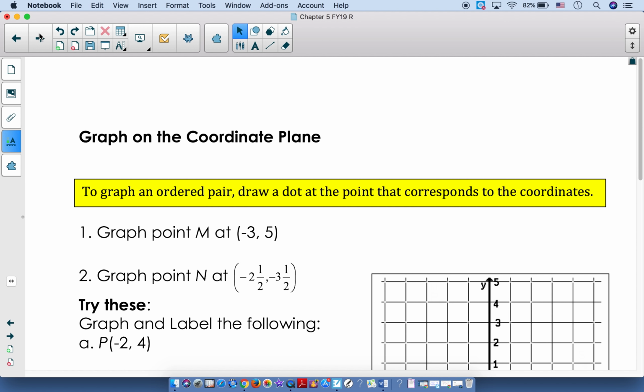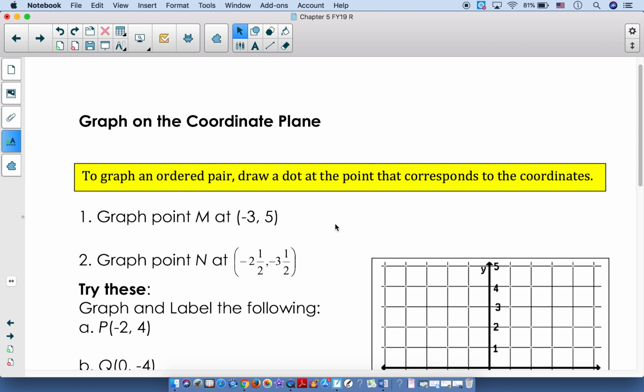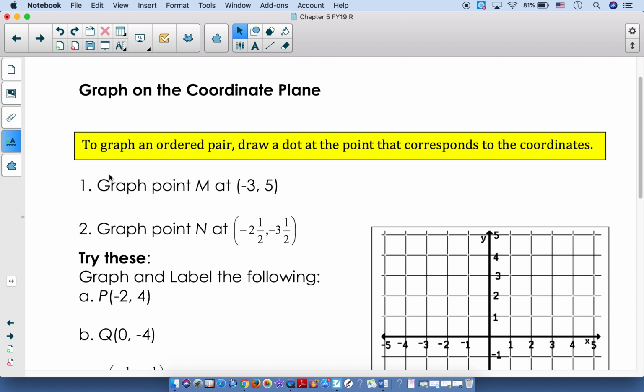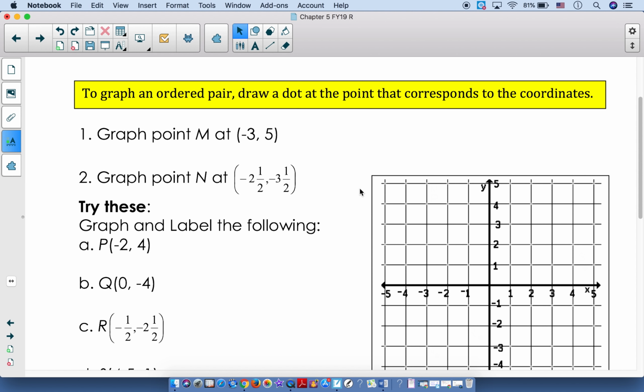Graphing and identifying ordered pairs are very similar, and they go together, so we're going to do them together. Alrighty. So, graphing. We've already done this. We know how to do this. Graph point M at -3, 5.